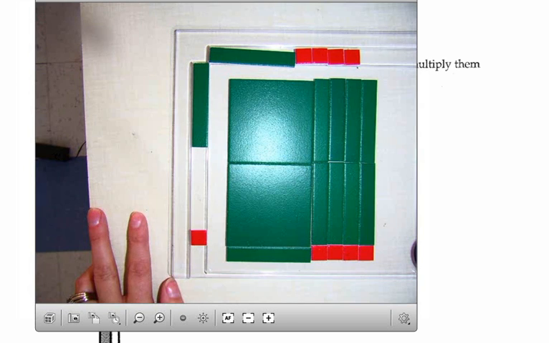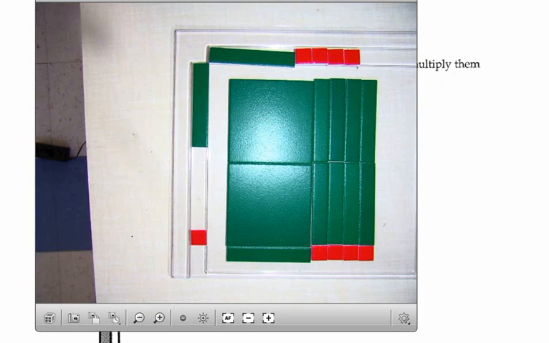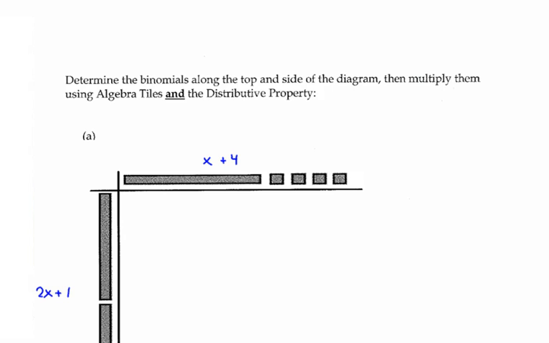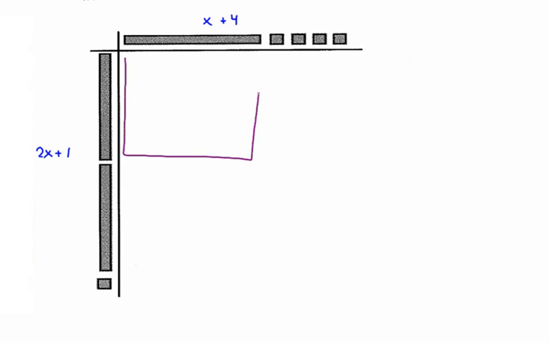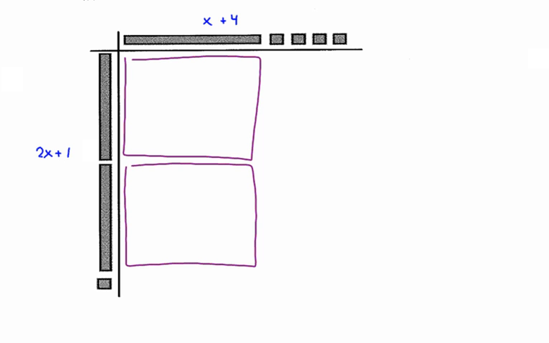So let's draw this on your sheet, if you haven't already. On your sheet, here we have an x squared. It looks like a rectangle. It should be a square. Okay, and those are going to be shaded in because they are positive x squareds.